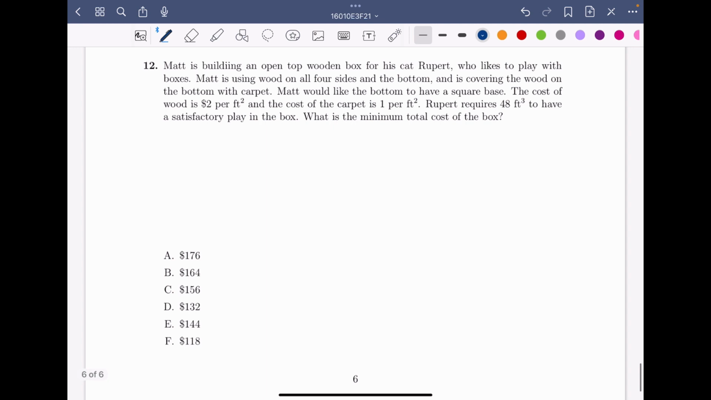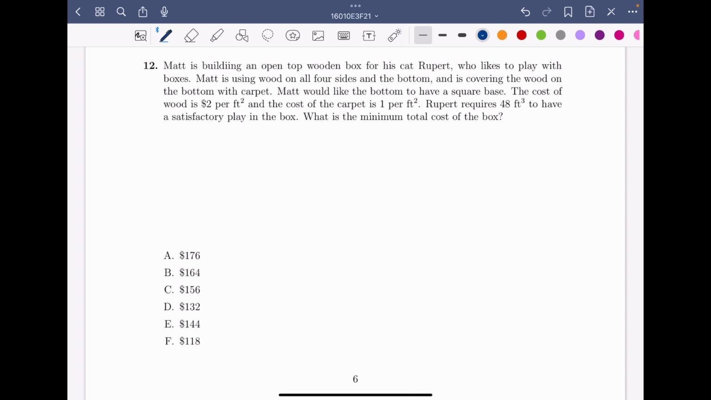Number 12. Matt is building an open-top wooden box for his cat Rupert, who likes to play with boxes. Matt is using wood on all 4 sides and the bottom, and is covering the wood on the bottom with carpet. Matt would like the bottom to have a square base. The cost of the wood is $2 per square foot, and the cost of the carpet is $1 per square foot. Rupert requires 48 feet cubed to have a satisfactory play in the box. What is the minimum total cost of the box?